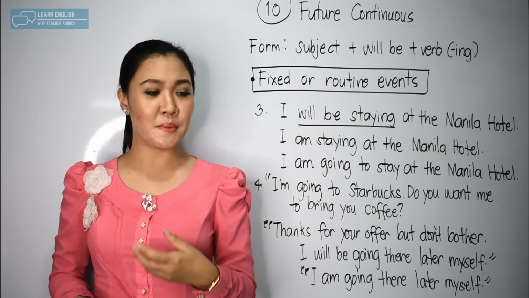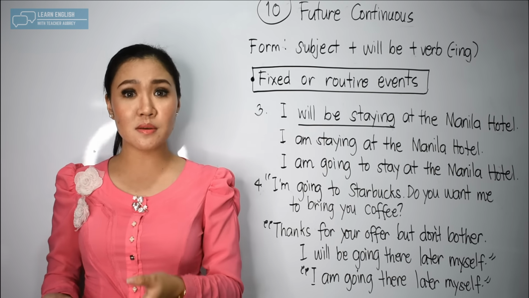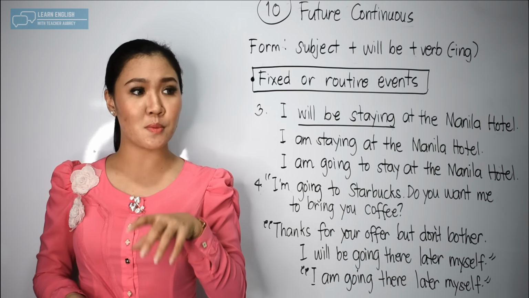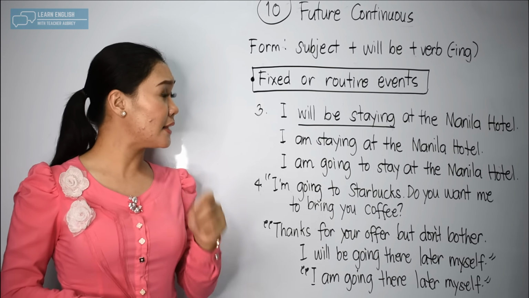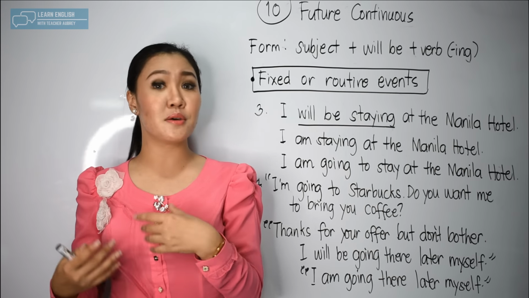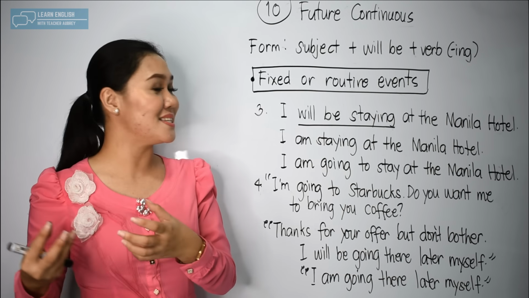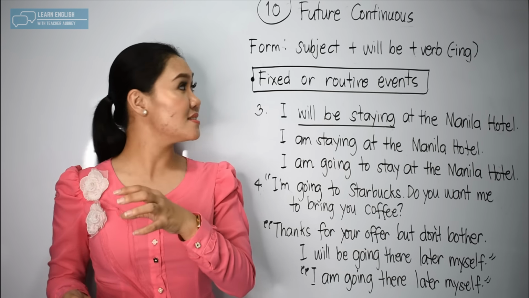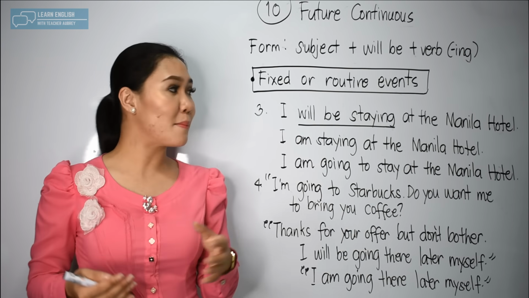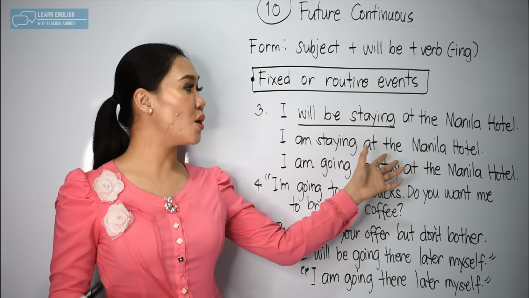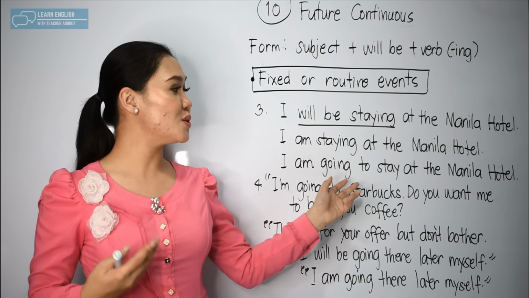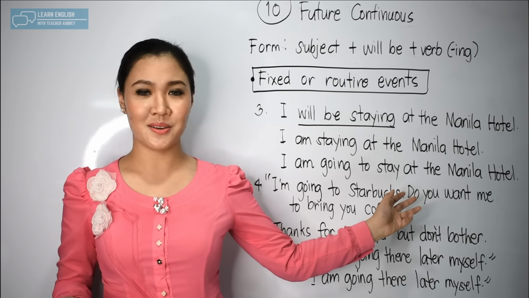Sabihin natin, babiyahe ka pa Manila, magdadrive ka patungo sa Manila, at may fixed arrangement o may fixed kang gagawin doon. At ano yon? I will be staying at the Manila Hotel. That is a fixed arrangement. Pero tama rin sabihin na I am staying at the Manila Hotel, o kaya naman, I am going to stay at the Manila Hotel. Okay?